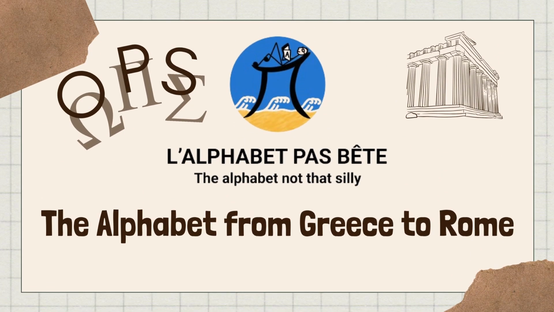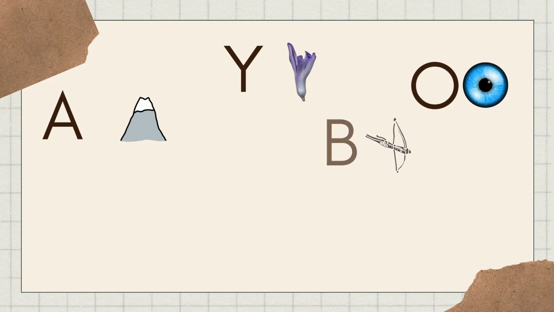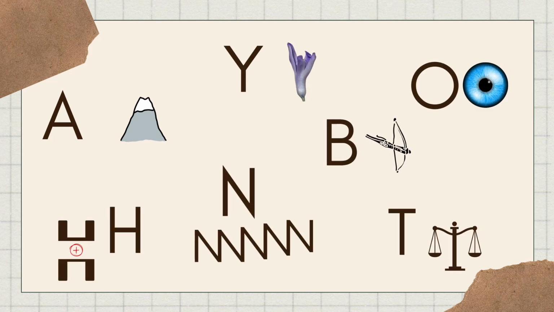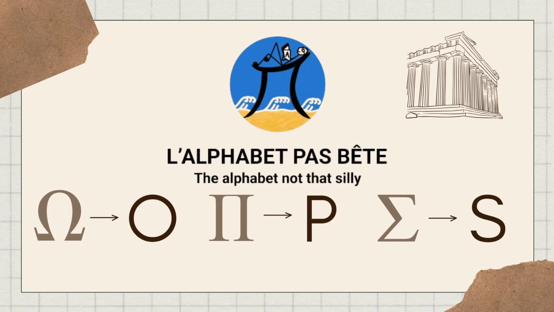Here we are at the end of this second journey through the letters of the alphabet, from Greece to Rome. We have seen that many letters have retained the same shape and the same acropictographic values as they moved from Greek to Latin, such as the letter A, Y, O, B, H, N, and T. However, other letters have undergone pictographic transformations, like the letters P, C, S, or U. The Phoenician alphabet gave rise to the Greek alphabet by connecting it to the Greek language, which in turn gave rise to the Latin alphabet by connecting it to the Latin language.